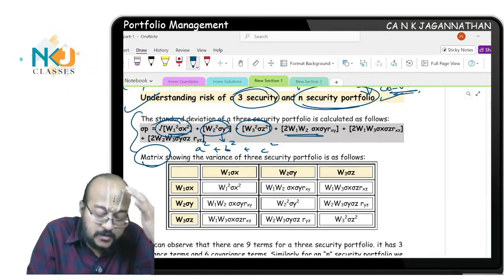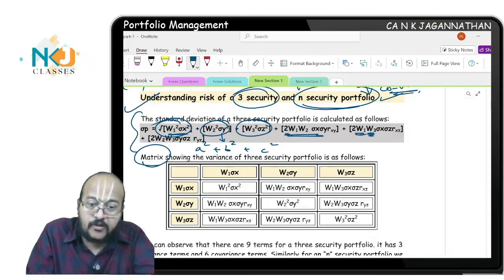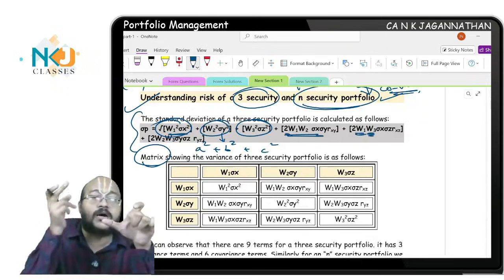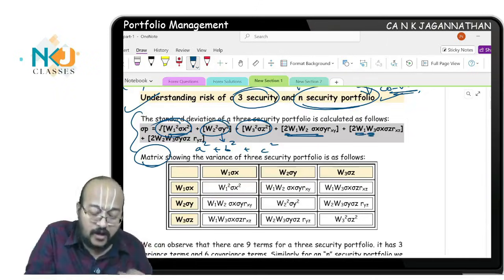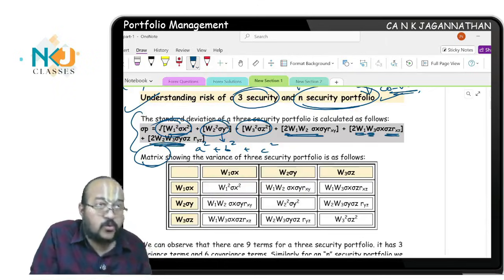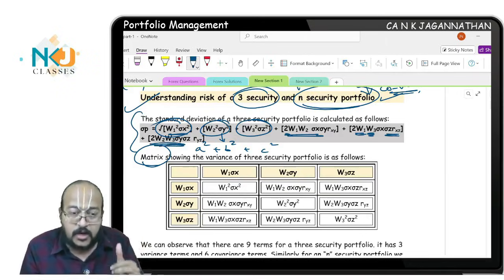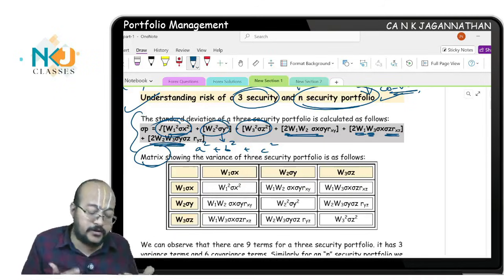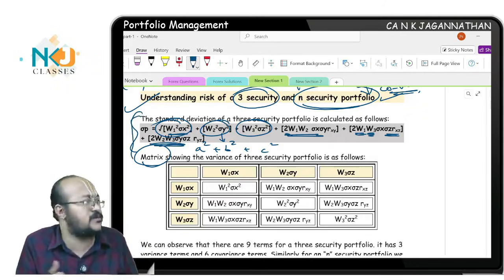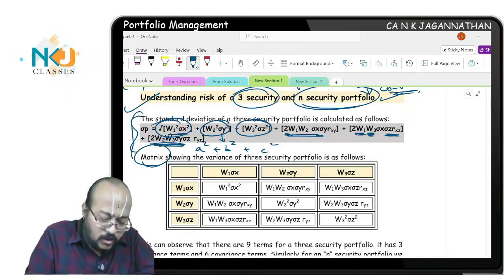In these covariance terms, we have 2 into W1 W2 sigma x sigma y correlation of x and y. Again, 2 into W1 W3 sigma x sigma z correlation of x and z. Next, 2 into W2 W3 sigma y sigma z correlation of y and z. Are you all understanding? This is nothing but something similar to a plus b plus c the whole square.